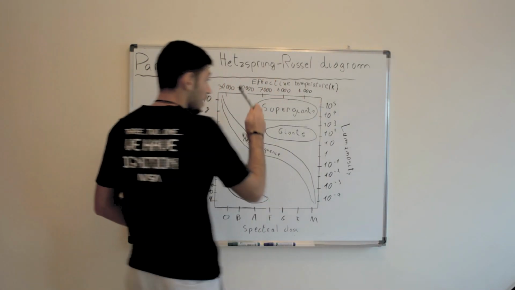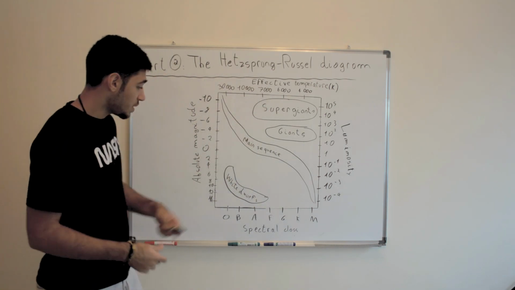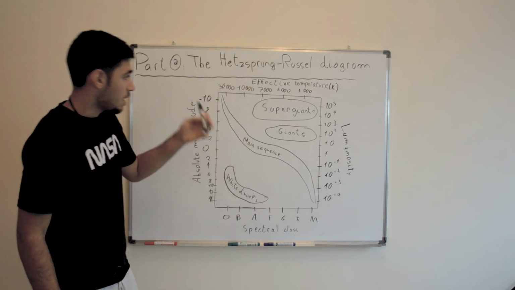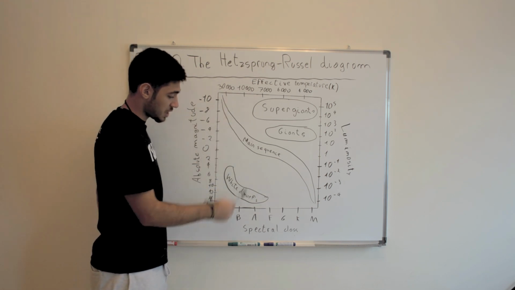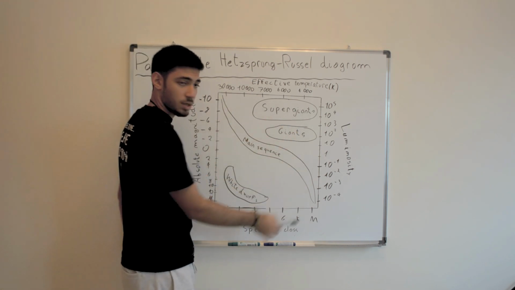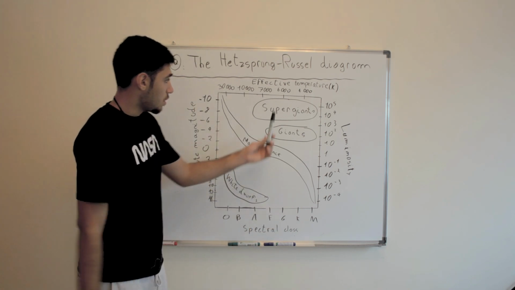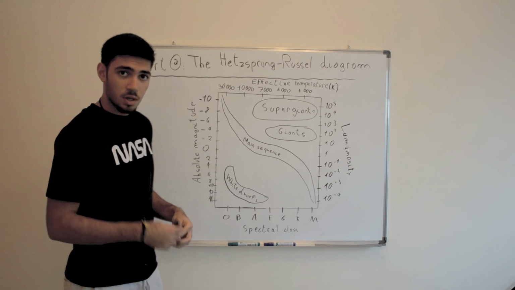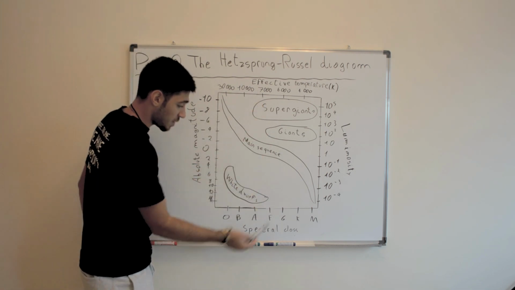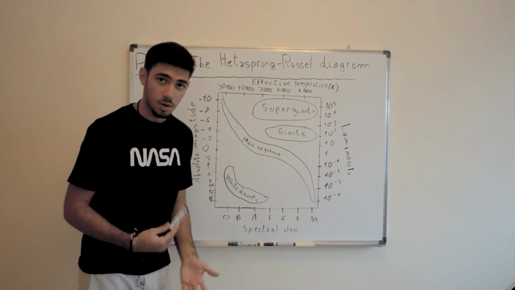Effective temperature is related to spectral class. In other words, a hotter star is going to be blue, and a colder star is going to be red. So the redder the star, the colder it is. And the bluer the star, the hotter it is. So effective temperature and spectral class are related.